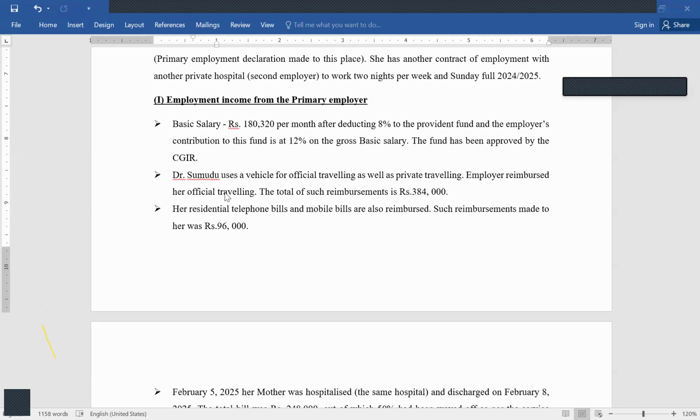Again, you should have a table with four columns. The first column should be a little bit bigger because you have to mention the description. Then the second column for income, the third column for exempt or excluded amounts, and the final column for liable income.